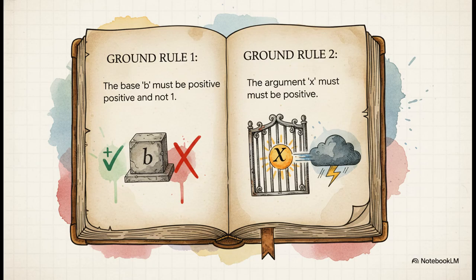Okay, and before we go any further, just a couple of quick but critical ground rules. The base, b, has to be positive, and it can't be 1. And the argument, x, the number you're actually taking the log of, also has to be positive. These aren't just random rules. They're there to make sure the math actually works and doesn't break.